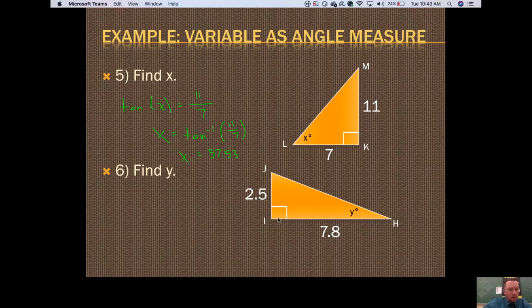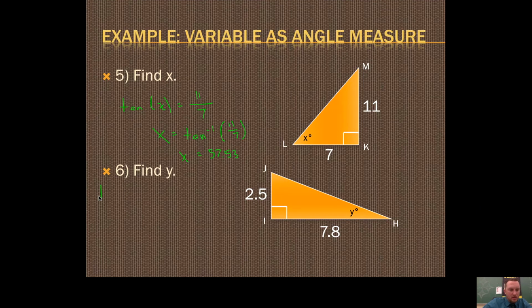We'll do this one now. It's a right triangle. We have the length of both legs. We want to find this angle. That's why we're using tangent. Tangent of the angle, they're calling it y in this one, is equal to the opposite over the adjacent, 2.5 over 7.8.